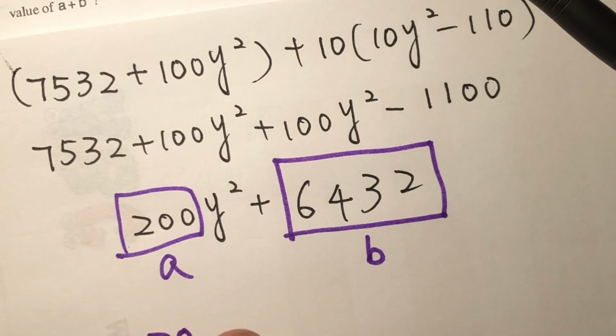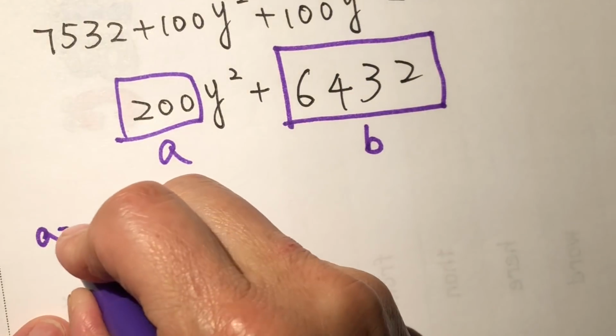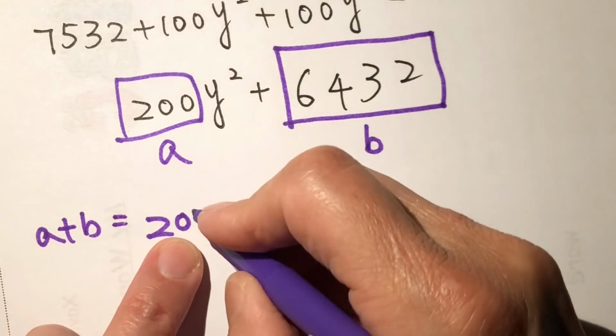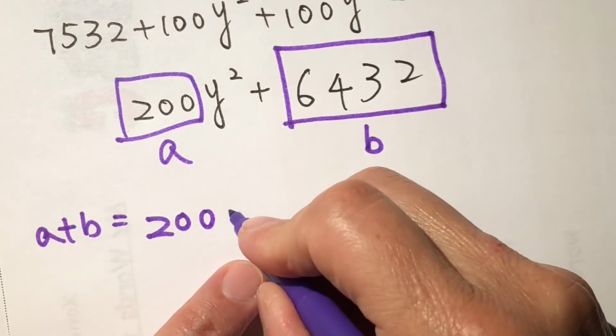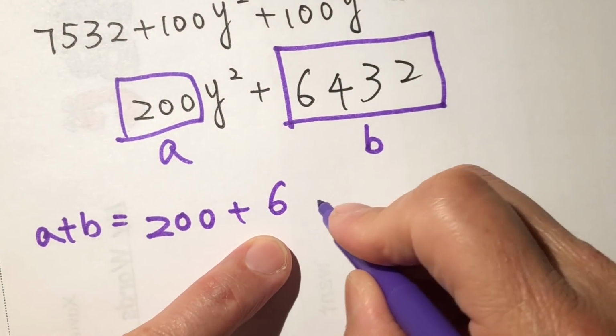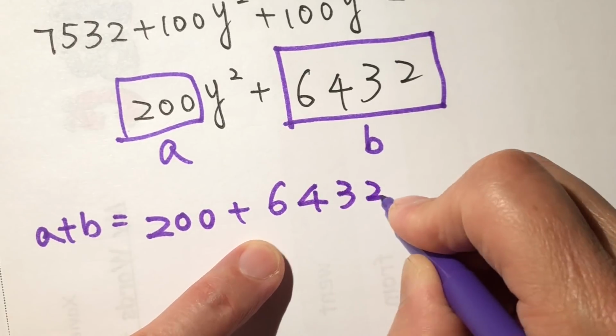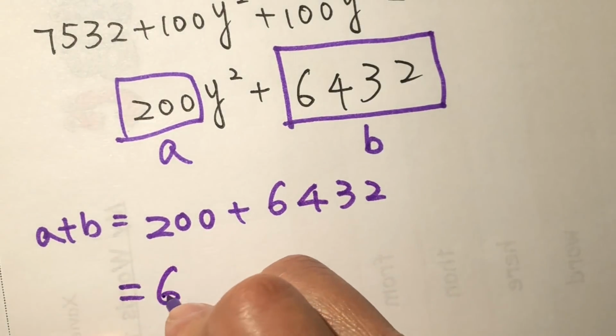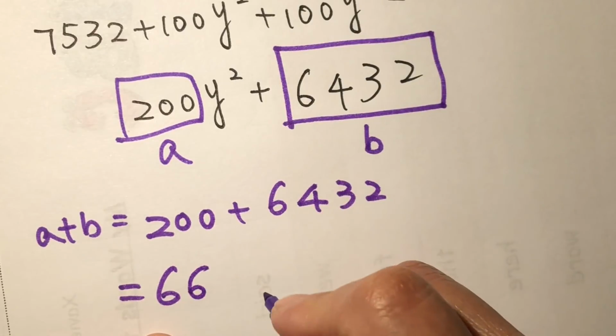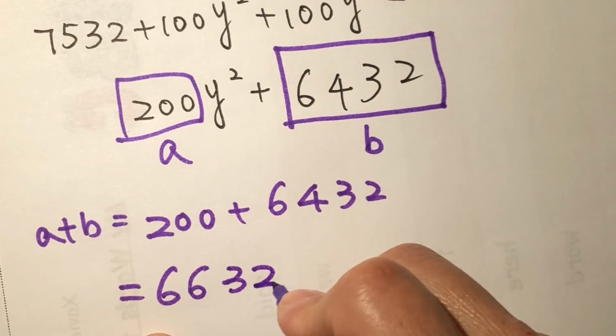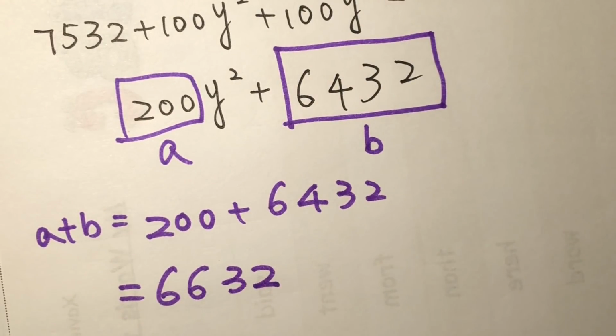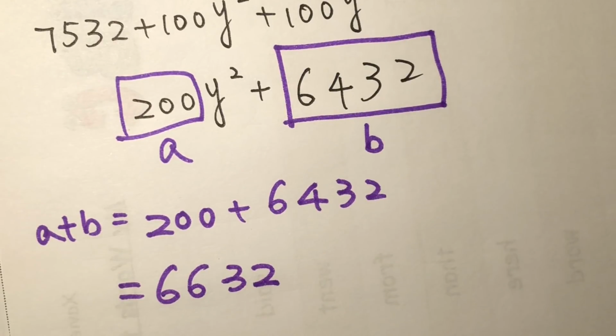So a plus b equals 200 plus 6432, which is 6632. That is the answer.